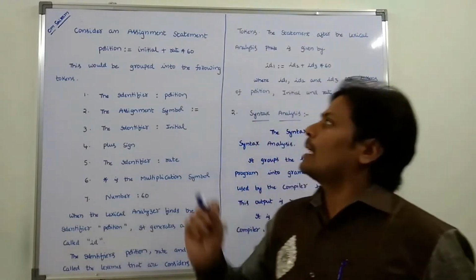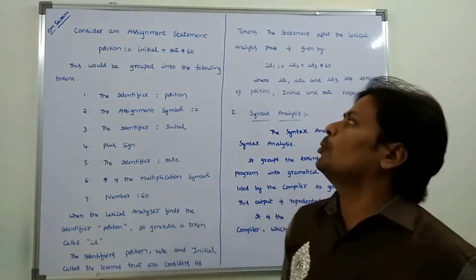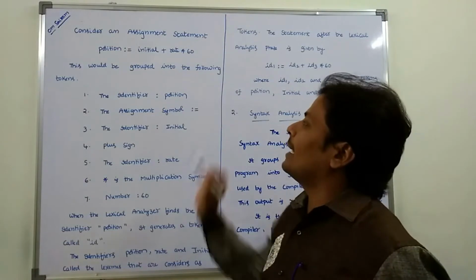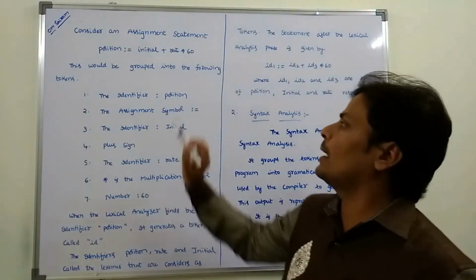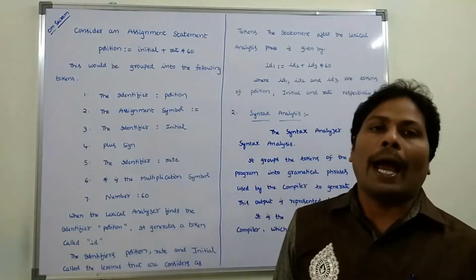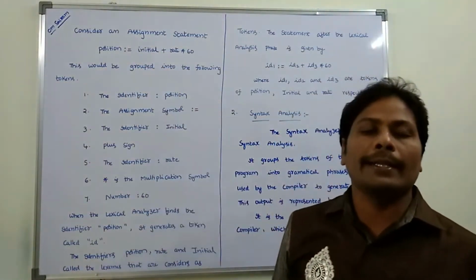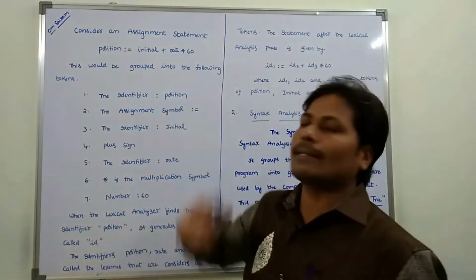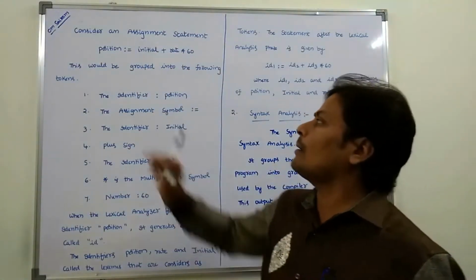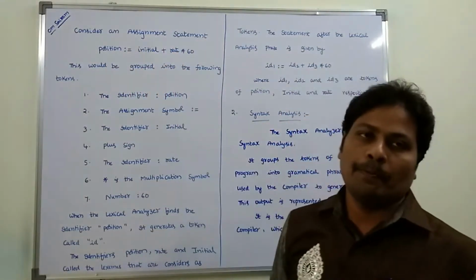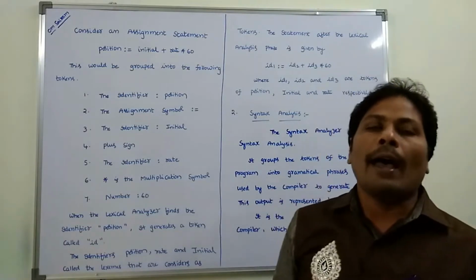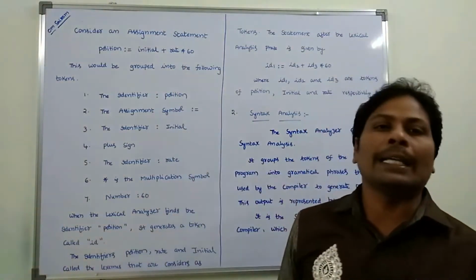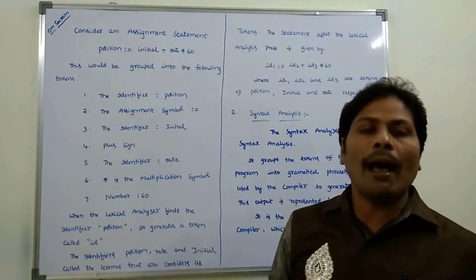Now consider the assignment statement: position = initial + rate * 60. This would be grouped into the following tokens. Here position is one identifier, initial is another identifier, rate is another identifier. From this statement the identifiers are position, initial, rate. Next, equal to is the assignment symbol, plus is the addition symbol, star is the multiplication symbol. Here 60 is the number.